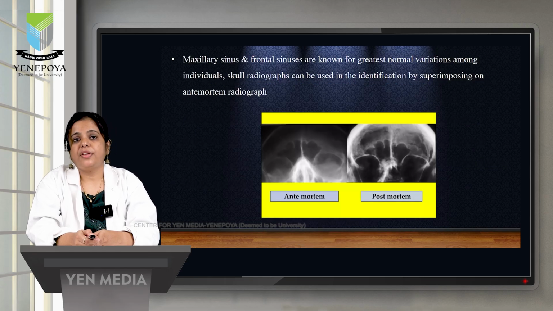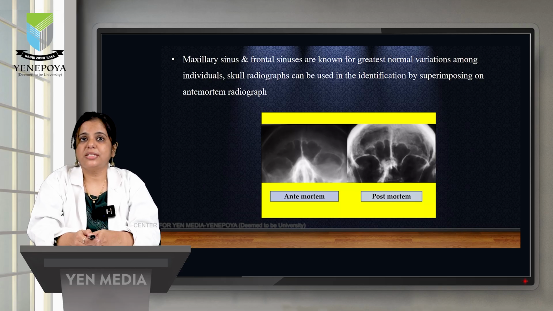Apart from the teeth, there are various other features that can be considered such as the paranasal sinuses or the skull features. Especially when we consider the paranasal sinuses, the maxillary sinus and the frontal sinus are known for their greatest normal variations among individuals, and hence it can be used in the identification by superimposing them on the antemortem radiographs.